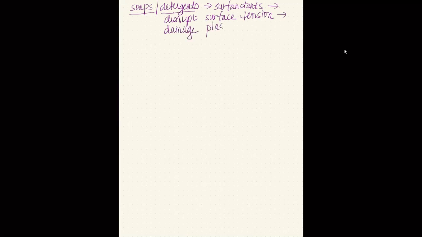Okay. So soaps and detergents are the same thing. Okay. So those are considered surfactants. And what they're going to do is they disrupt surface tension, and they're going to damage the cell membranes, the plasma membranes. So damage plasma membranes.